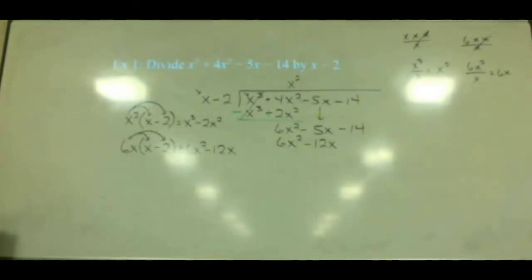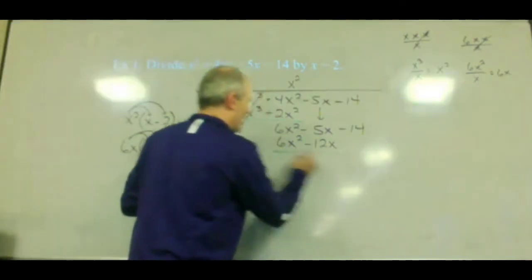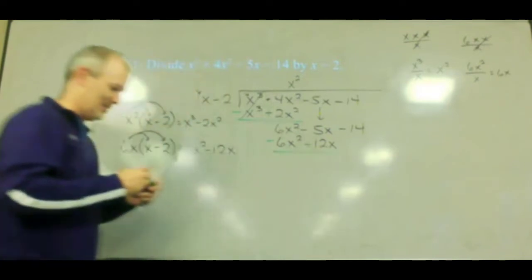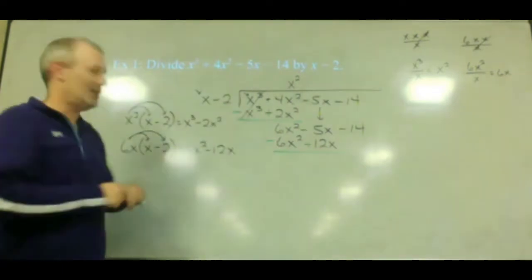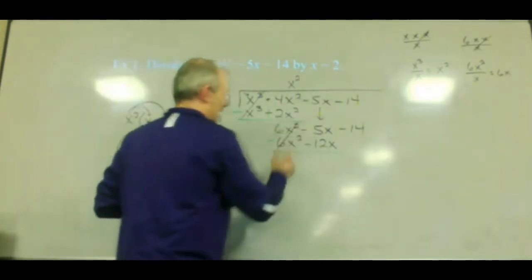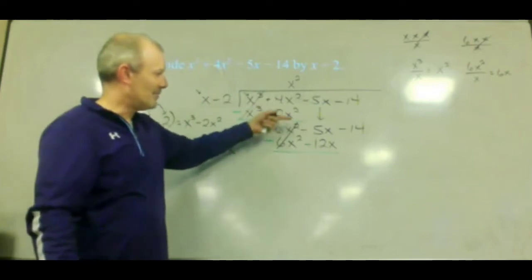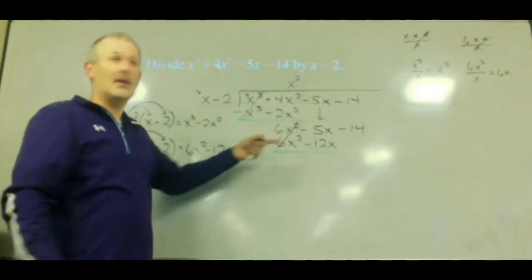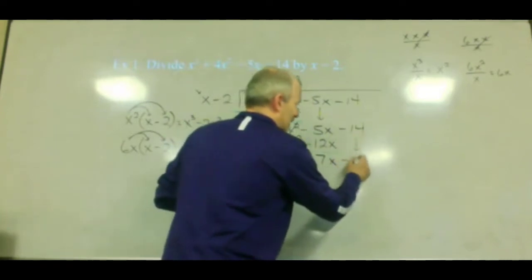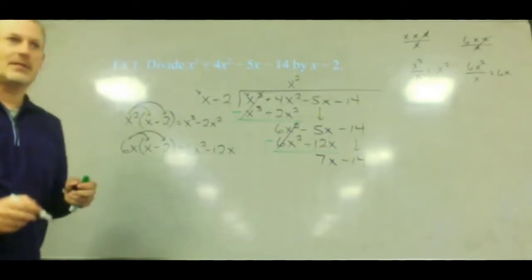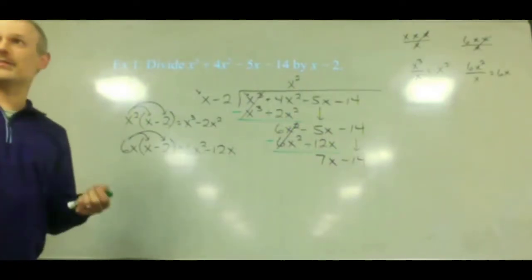Okay, is everybody with us so far? And now what do we want to do after we put that under there? We want to subtract. So we're going to draw the line and change the signs. So draw the line, change the signs. Okay? So what happens with the 6x squareds? They cancel out. And that's good because, again, that's what we want to have happen. What happens with the negative 5x and the 12x? It's going to be plus 7x or just 7x. And then bring down the minus 14. Okay? And we've done step 2 now.